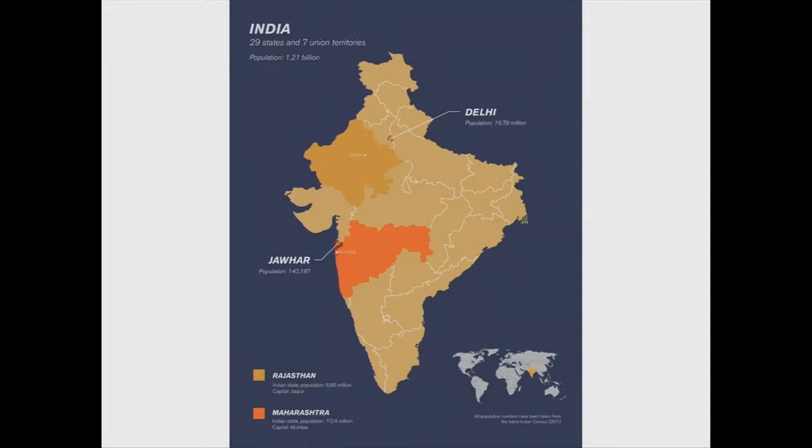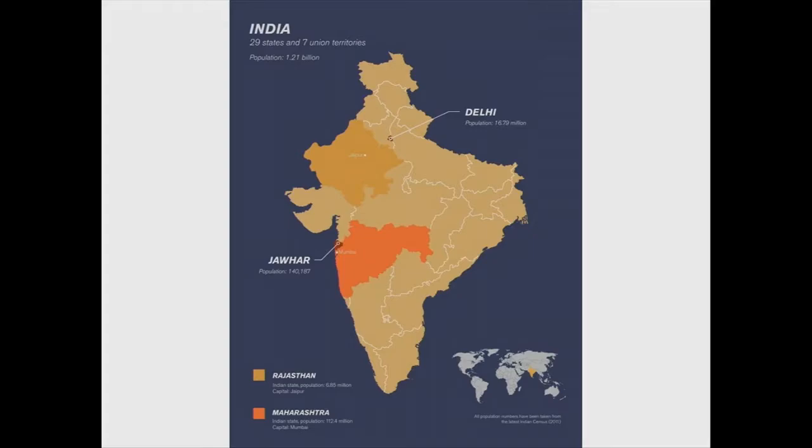India is a large country, and it is divided into 36 units. It's a combination of states and union territories. And so we have this map as part of the exhibition so that people can understand when they see the word Rajasthan or Maharashtra, where that generally is.